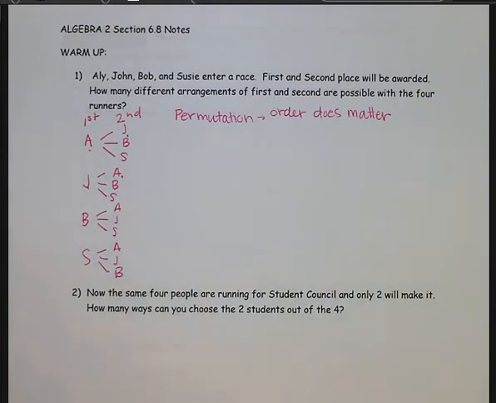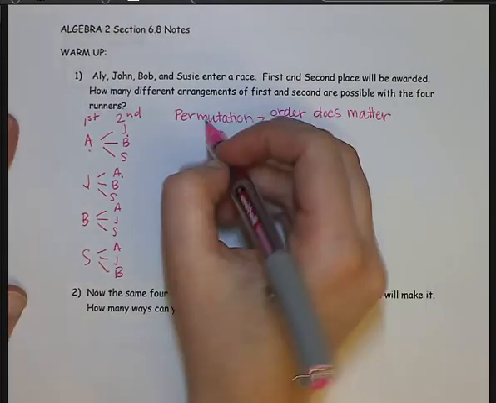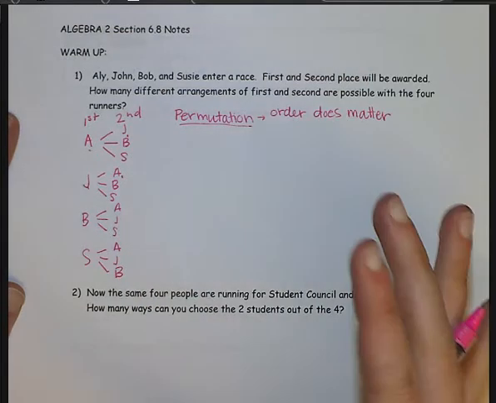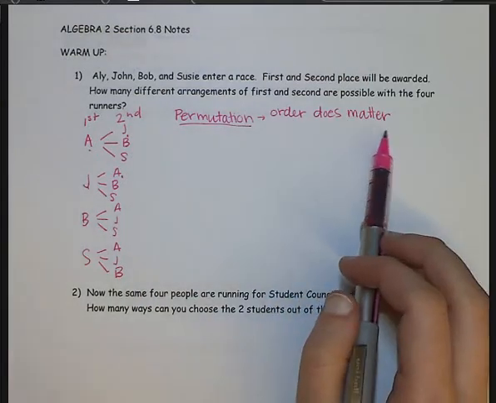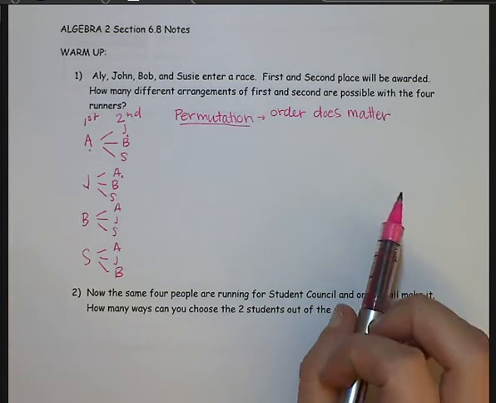So we're going to call this a permutation, which is a combination of possibilities where the order does matter. So it matters who's in first and who's in second. Those are different cases. Okay?